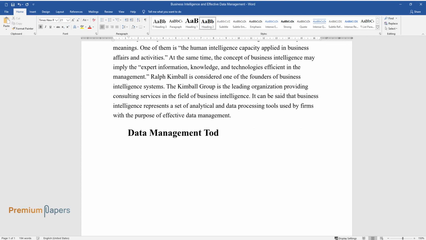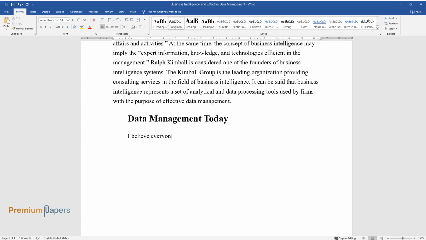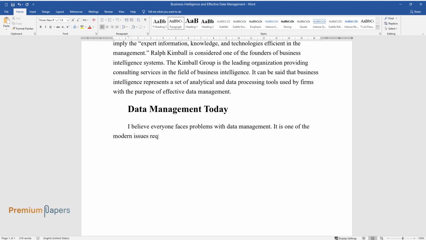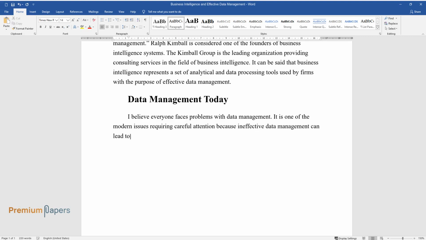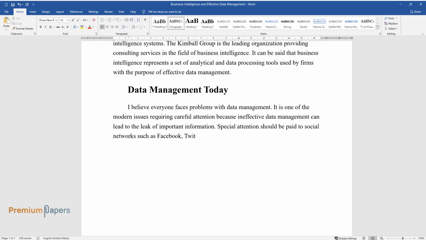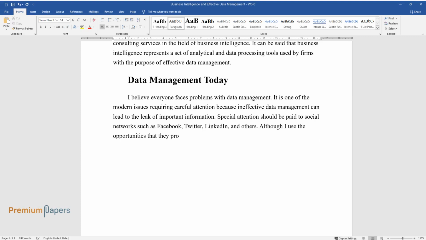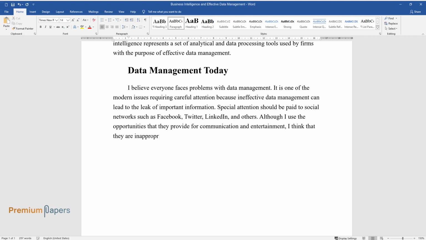Data management today. I believe everyone faces problems with data management. It is one of the modern issues requiring careful attention because ineffective data management can lead to the leak of important information. Special attention should be paid to social networks such as Facebook, Twitter, LinkedIn, and others.